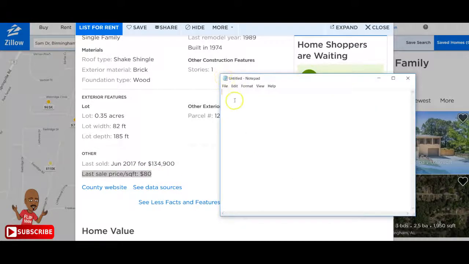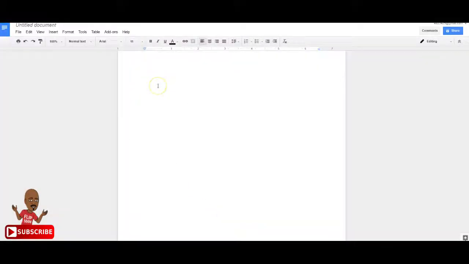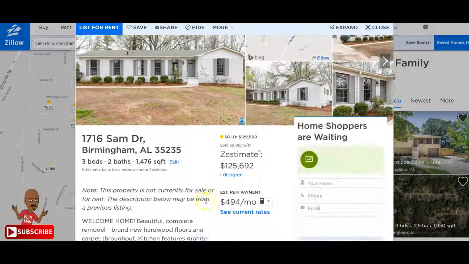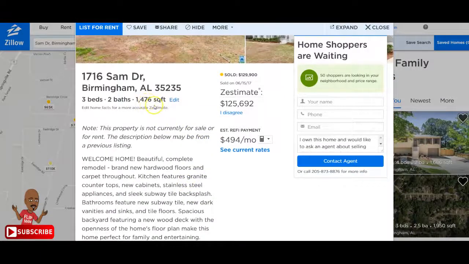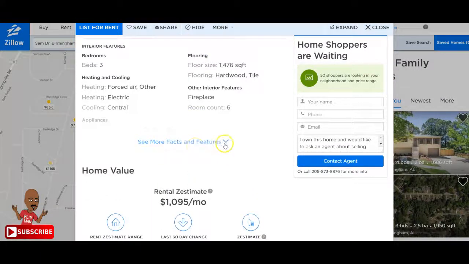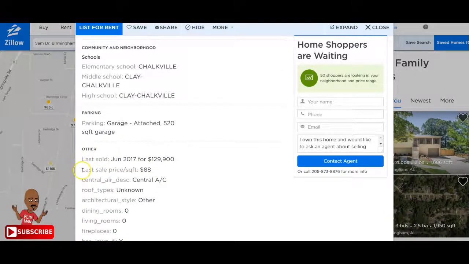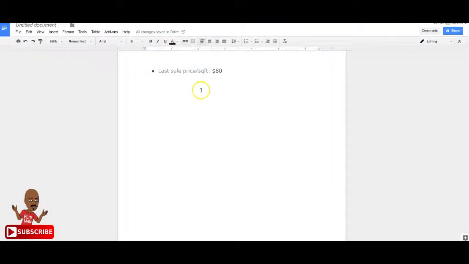I have a little notepad here. I'm going to go to the bigger window. I'm going to put 80 here. So we're going to do the one for 130. See what it sold for per square foot is $14.76. And then we go down here. It sold for $88 per square foot. So we go back here.